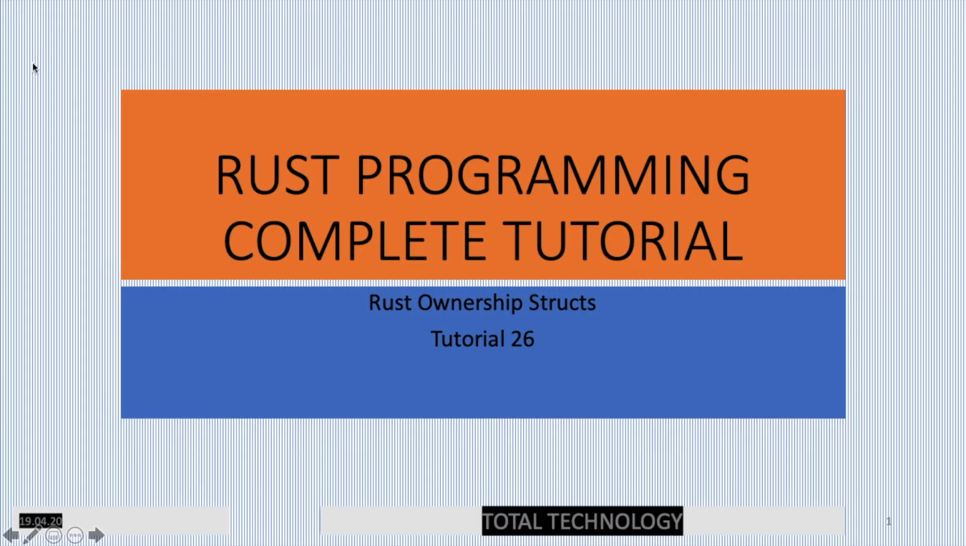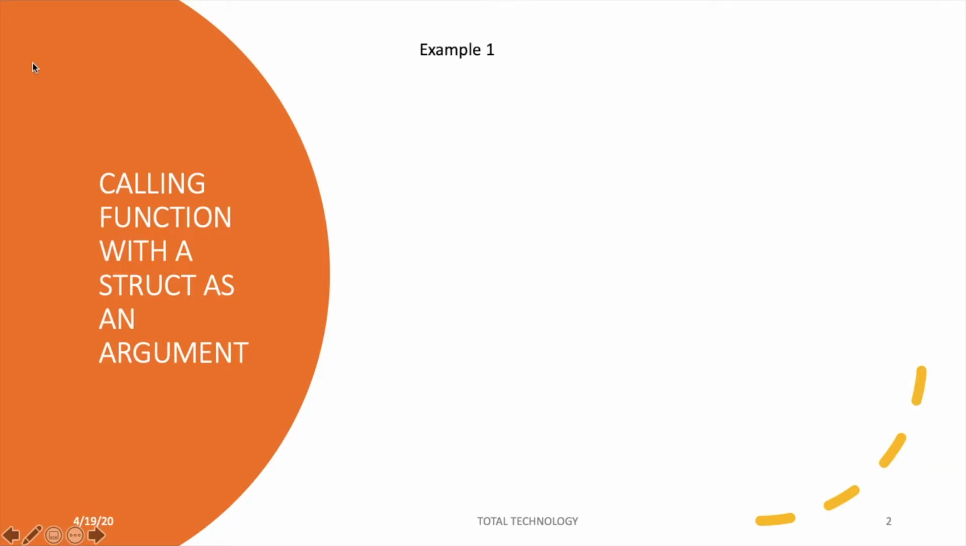This is tutorial 26 and today's topic will be ownership. We have already done a few classes on ownership, but using normal variables or some sort of function. Now we'll talk about Rust ownership using this scenario: calling a function with a struct as an argument. We'll pass one struct as an argument to that function, and we'll see how the ownership rule will work.